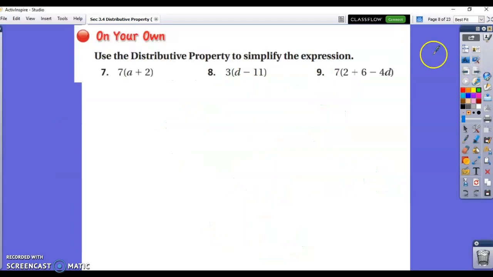So next, we're going to have you try 3 on your own to see how you do, and then we'll go over them and see if you can do this with algebraic thinking.